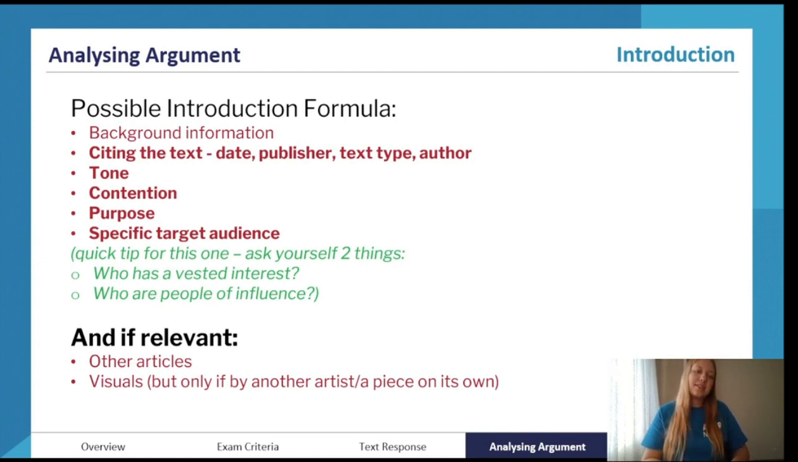And if it's a stand-alone visual, a piece on its own by another artist, so it's not embedded within the text, that's also your comparative material, so you can mention it. If it's embedded within the comparative article, you don't have to mention the visual separately, that you can do in a body paragraph.